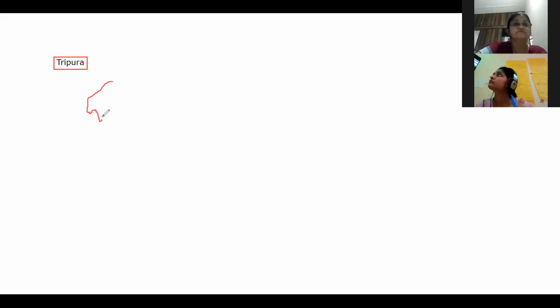First of all, you will see what type of border the state has. You can say that it is formed like this. This is Tripura, a rough sketch. As far as the neighbors of Tripura are concerned, on the northeastern part there is Assam.